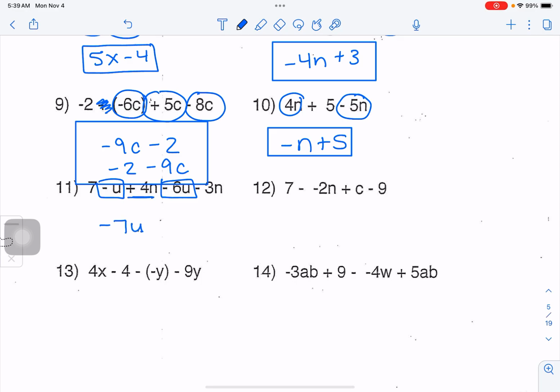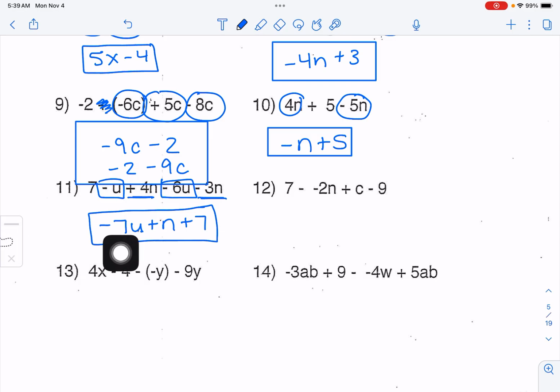I have a positive 4n and a negative 3n, which leaves me with a positive n. And if I look at the 7, it is positive, so it'd be plus 7. Again, these could be in different orders, so long as your u term had a negative 7 in front of it, your n had a 1 in front of it and was positive, and your 7 was also positive.